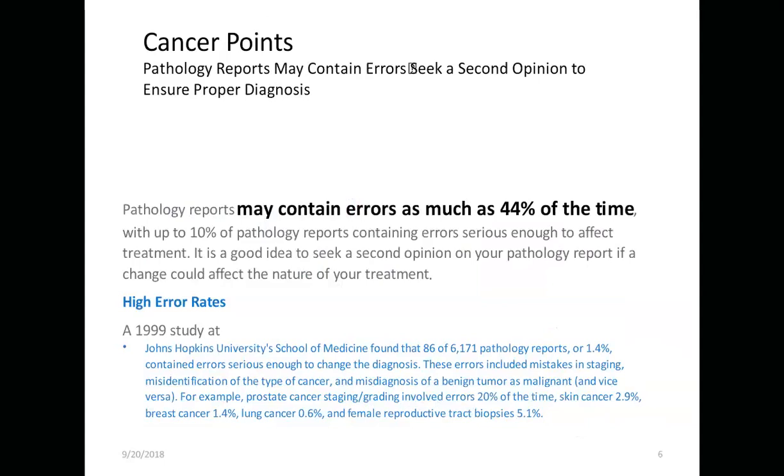Now, it's problematic in that many reviews of pathology reports have shown errors frequently occur. Depending what you use as a denominator, in some high-risk specialties and esoteric areas, error rates can be as high as 44% of the time. And up to 10% of these errors may be serious enough to affect treatment.